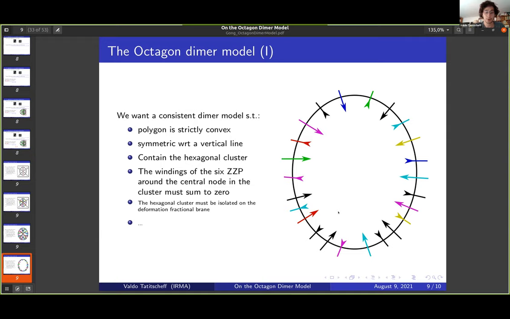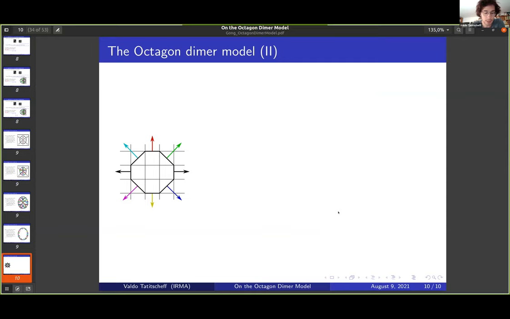In order to embed this cluster into a dimer model, it turns out that we need at least 8 zigzag paths. The octagon is a reasonable choice for its symmetry with respect to an axis, and hence it's likely that we will be able to construct a brane tiling with a similar symmetry.